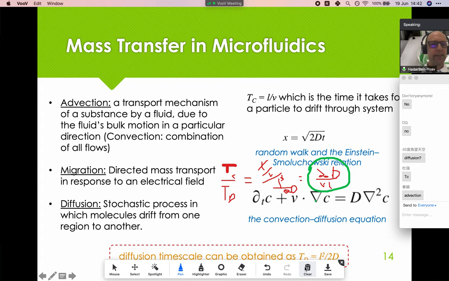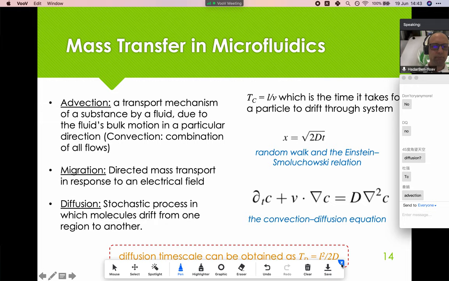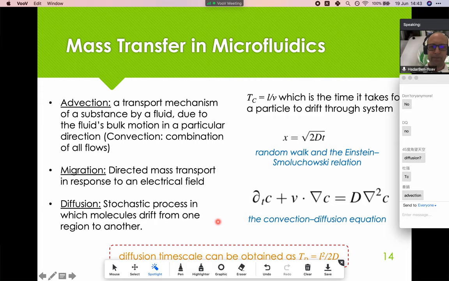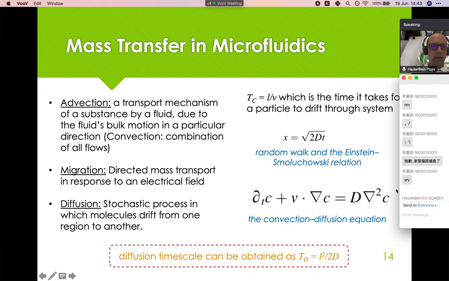Any questions about this slide and this kind of contest between the convection and the diffusion? Okay, you see how it was? We get this number higher than 1, it means that this number TC is higher than TD, which means that you're gonna take longer for the convection than the diffusion. Okay. Let's continue.